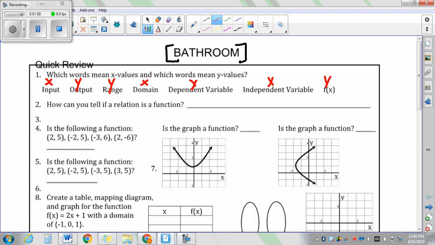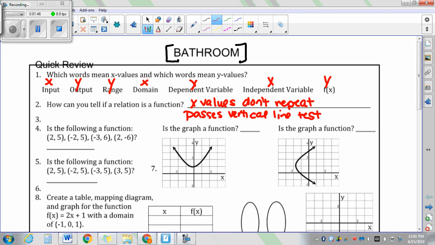For how you can tell if something's a function or not, there are two ways. The first way, the x values don't repeat. The second way to tell is it passes the vertical line test. Or in other words, if you draw a vertical line straight up and down, it will only hit once. So the next couple of questions just say, is it a function, yes or no?